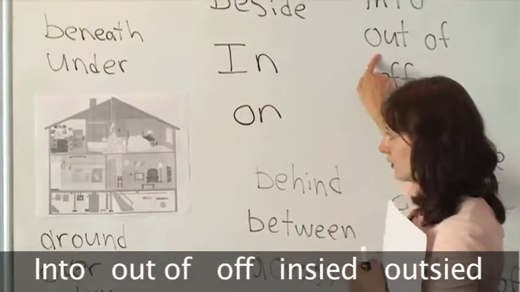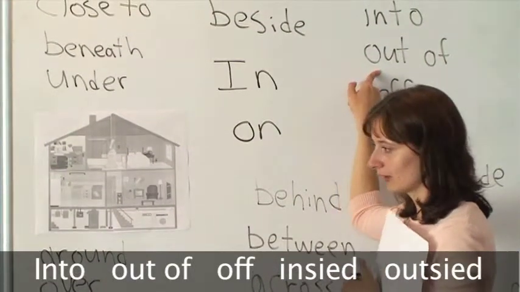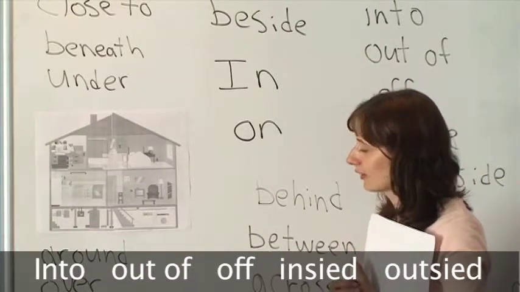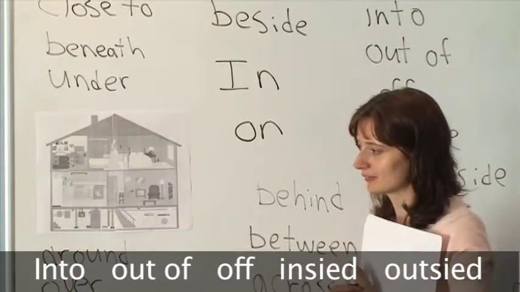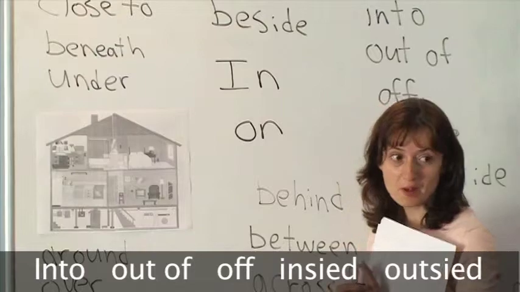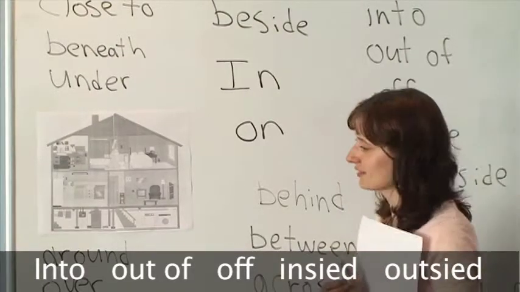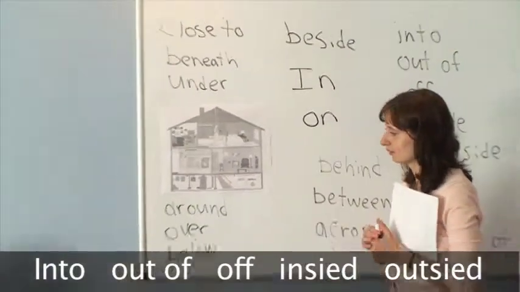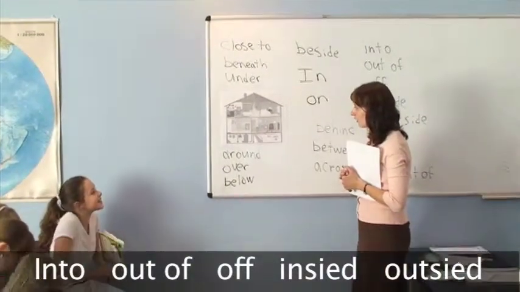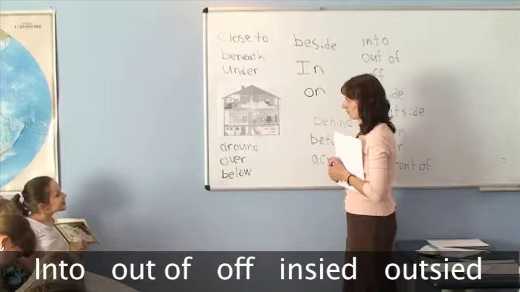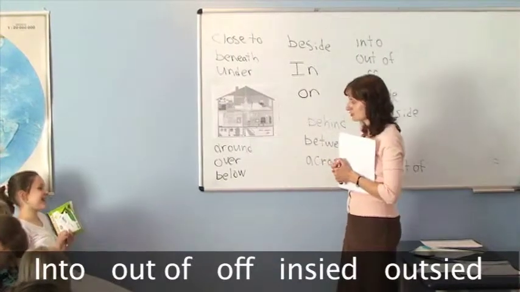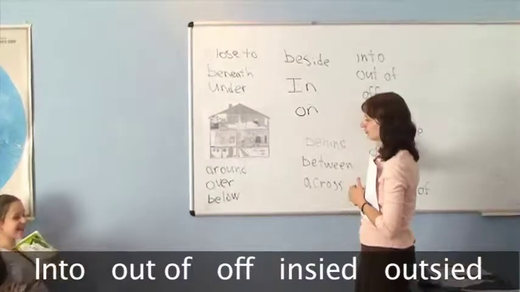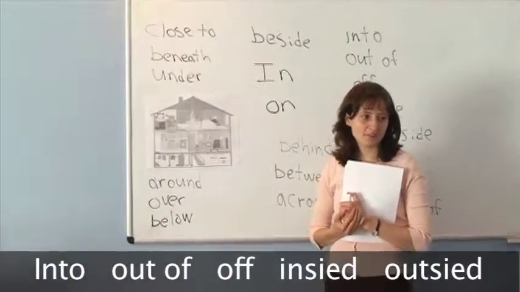What about out of? I go out of the car or out of the washing machine. Take the clothes out of the washing machine? That's good, yeah. Get out of the shower. Get out of the shower because you're taking too long? Maybe? Okay, off. Turn off.